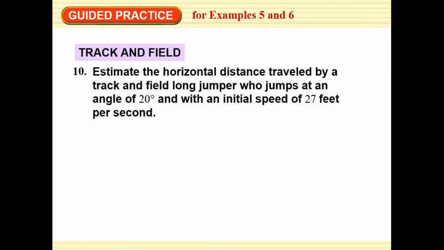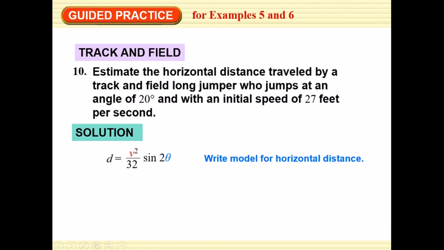Alright, looking at another example here, track and field. Estimate the horizontal distance traveled by a track long jumper who jumps at an angle of 20 degrees with an initial speed. Like I said before, we're going to need to use that formula from one of the previous examples. And here is that formula. I need to fill in my velocity and my angle, making sure that since it's in degrees, I have it in the correct mode on my calculator.